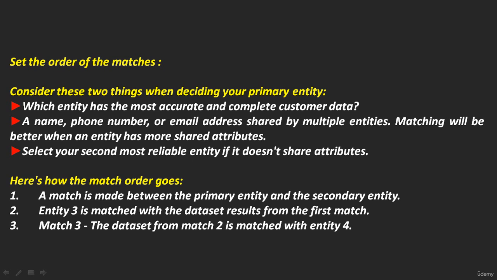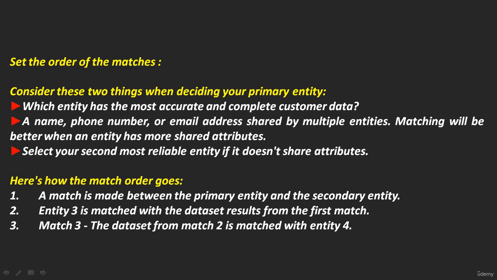The first is which entity has the most accurate and complete customer data. The second is a number, a name, a phone number, or email address shared by multiple entities, because matching will be better when an entity has more shared attributes. Select your second most reliable entity if it doesn't share attributes. Then define the order in which the rest of the entities will be evaluated once you know which entity will be your primary, and entity 2, entity 3, etc. also we have to consider, and it would be used to represent these entities.